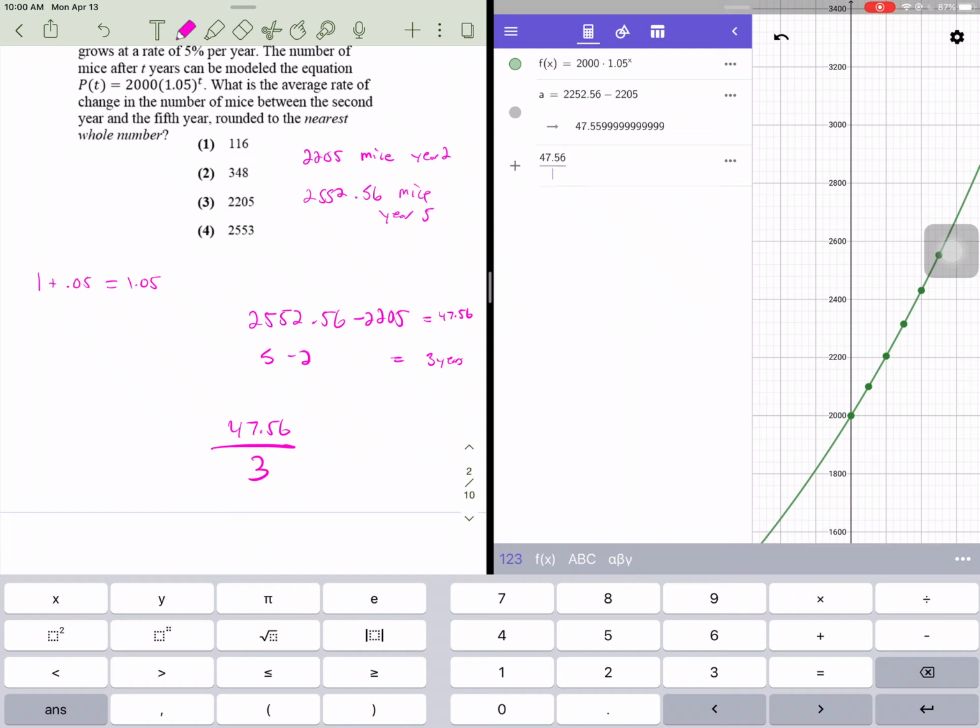Oh, I had a typo. That's why it didn't make sense. Sorry about that. I had a typo in the calculator: 2552, not 2252. So it goes up 347.56. Apologies. So if it's 347.56 mice in 3 years, what is that per year?